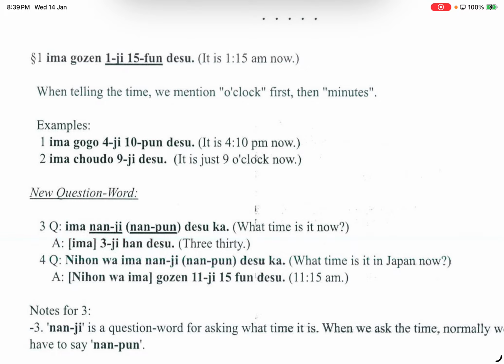So can we use gozen in other ways, other than the clock? For example, you want to say appointment wa gozen desu. Then it literally means the appointment is before noon. There's no word for morning, just AM. Asa means morning, that's what I've been saying. So if you're lazy to use gozen, you can change the word to asa.